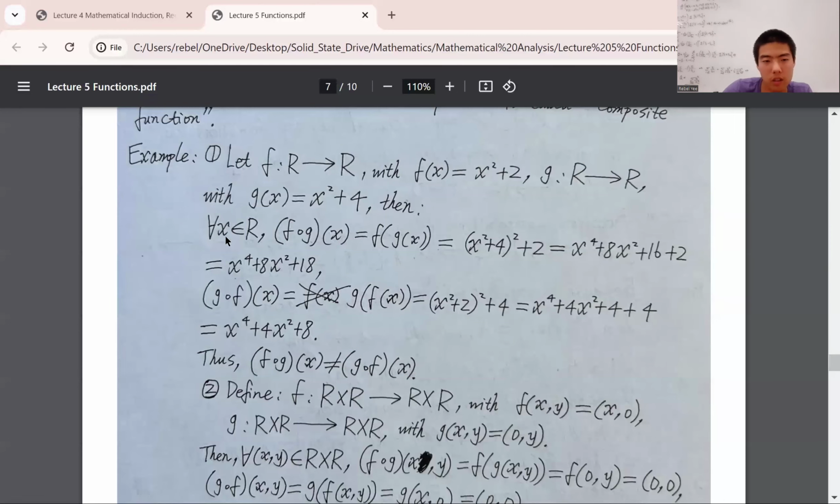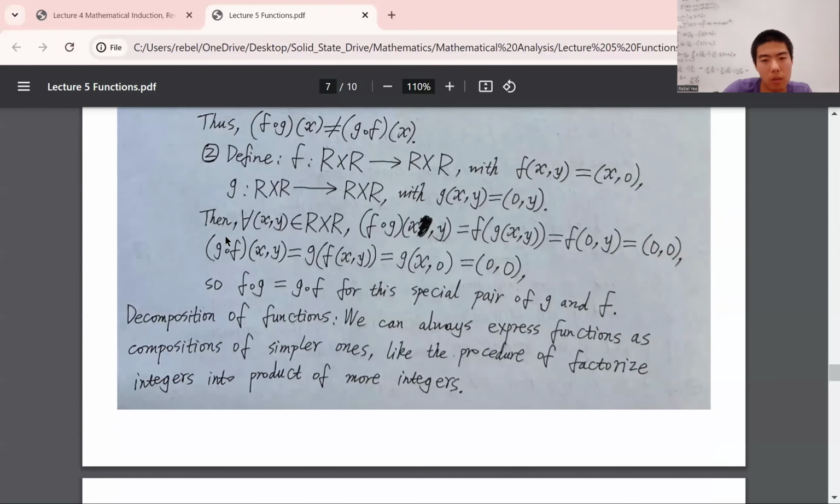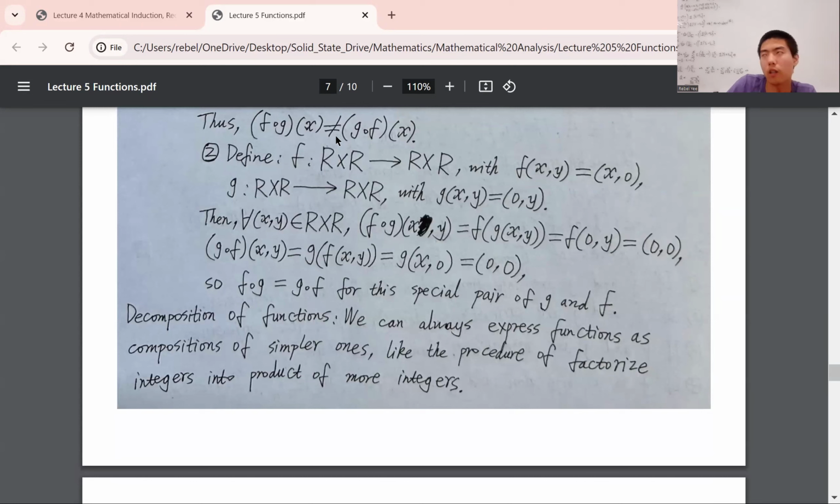Okay, and another point: we say it's not equal in the general case, but there are some special cases of f and g, and then g and f, in composition where the order doesn't matter. But it's just some very special cases.